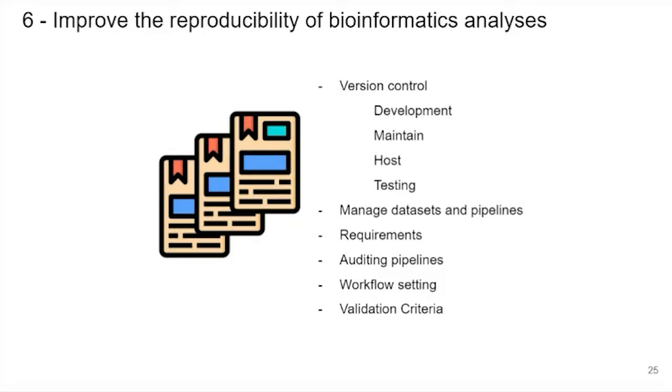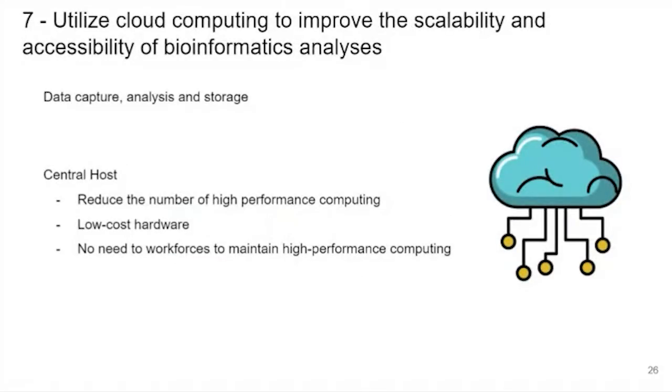So to access these bioinformatic pipelines, the assembly pipelines, they recommend publishing them on a version control platform, such as GitHub, as we know. Seven, utilize cloud computing to improve the scalability and accessibility of bioinformatic analysis. They recommend developing bioinformatics ecosystems, which they call ecosystems, as cloud-based systems.